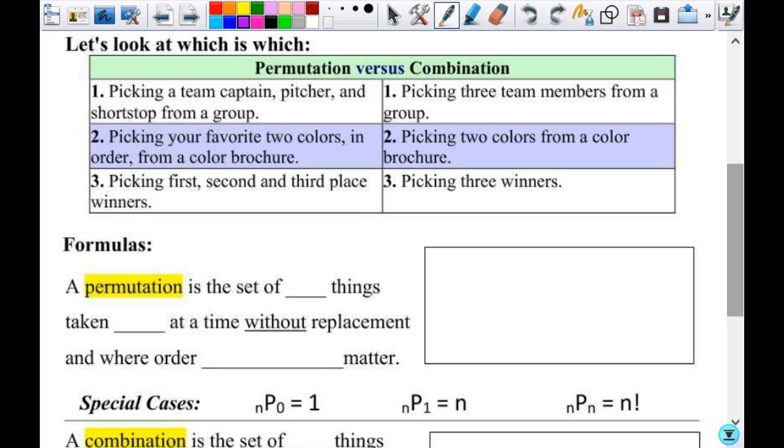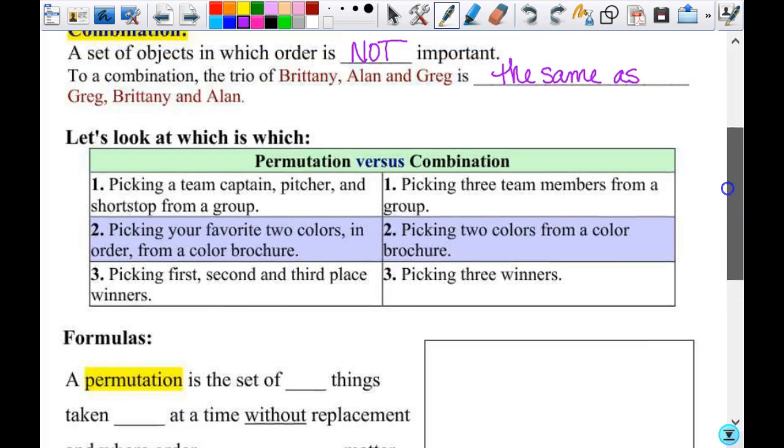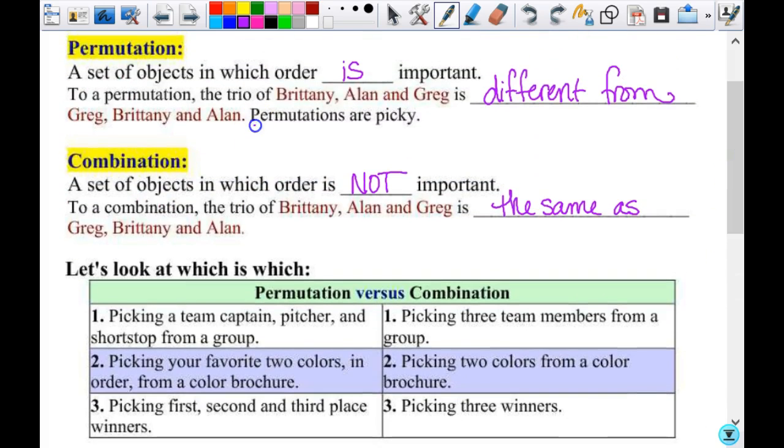A permutation is picking first, second, third place, and then a combination would just be picking three winners. So if I was going to do some sort of drawing and I just grabbed three names and said, hey, these are my three winners, that's a combination. A permutation would be the first place, second place, third place. Does that make sense? You see the difference between the two? For one of them order matters, one of them does not. So up here, it says permutations are picky. Permutations are picky because order matters, right?